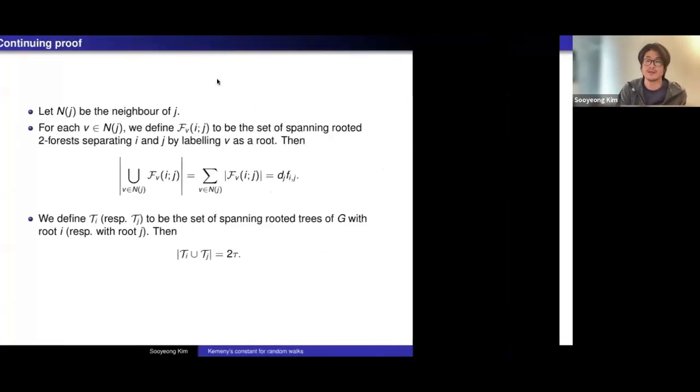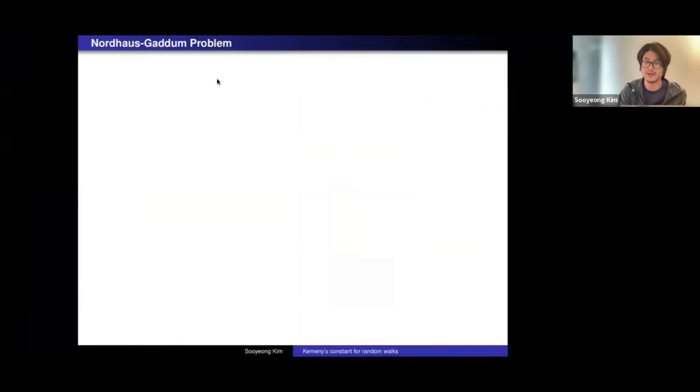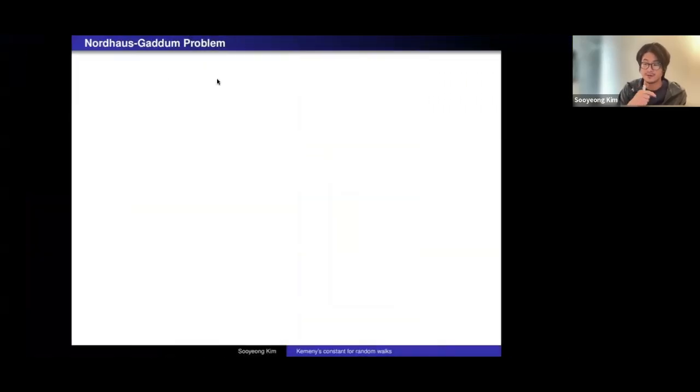So we have seen that if the maximum degree is large enough, then at some point Kemeny's constant is going to be of order n.